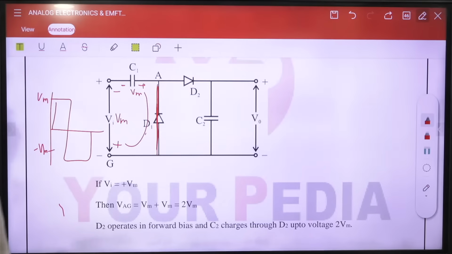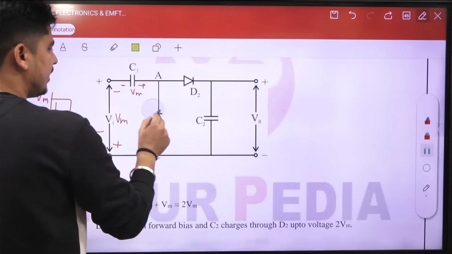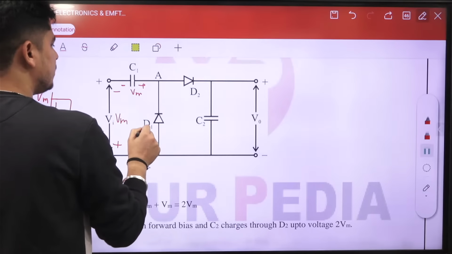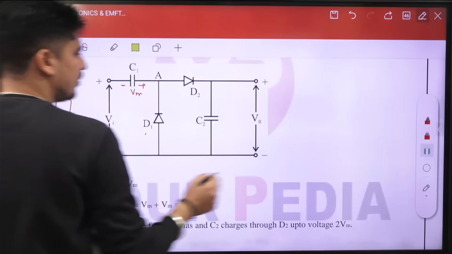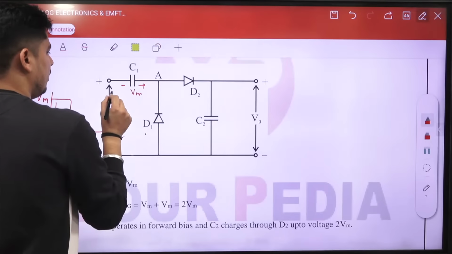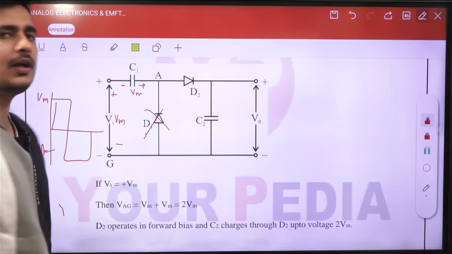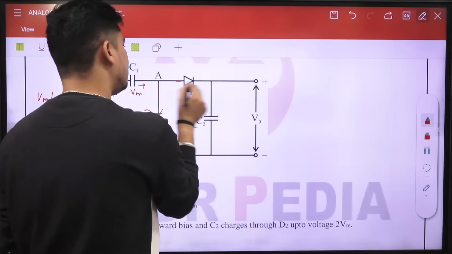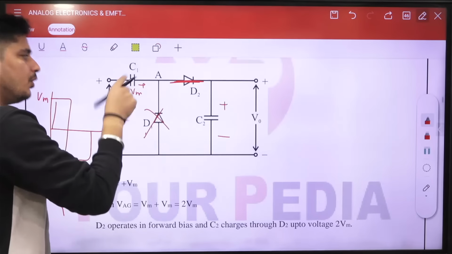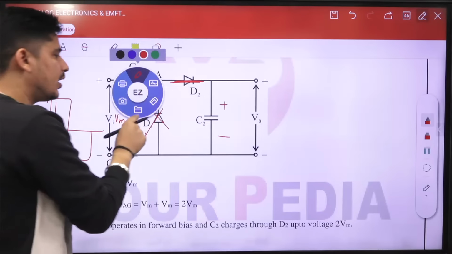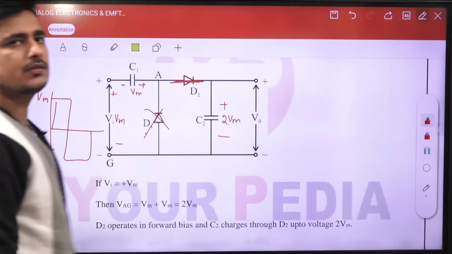Okay, after that, as this capacitor is charged with this Vm voltage, the next cycle is the positive half cycle. In the positive half cycle, this input voltage is going to be plus minus Vm, and this diode is going to be off now, and this diode is going to conduct now. Now this capacitor's Vm voltage and the input Vm voltage combine together, and here we get the 2 Vm voltage.